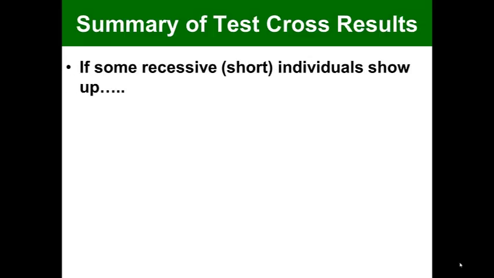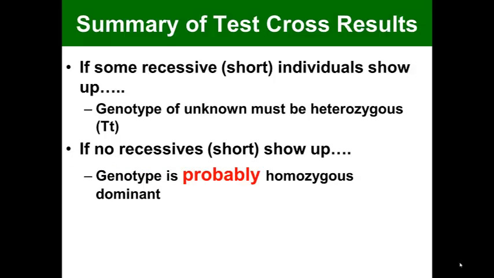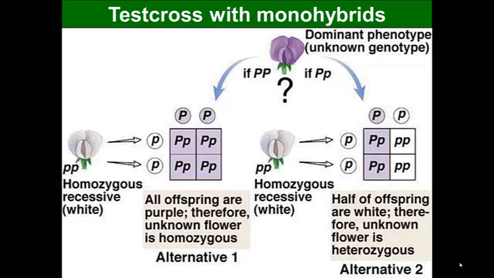If some recessive individuals show up, the genotype of the unknown must be heterozygous, or big T little t. If no recessives show up, the genotype is probably homozygous dominant.